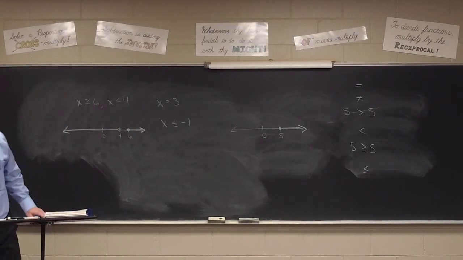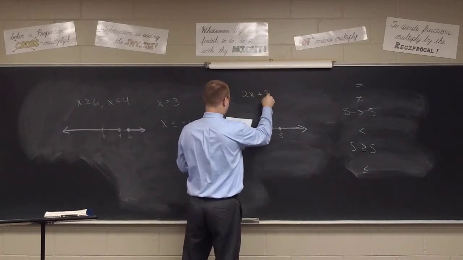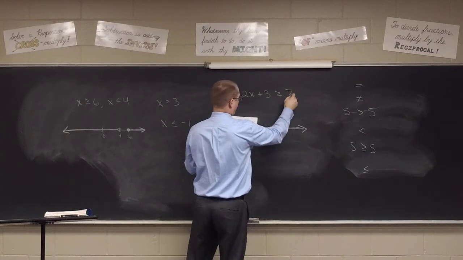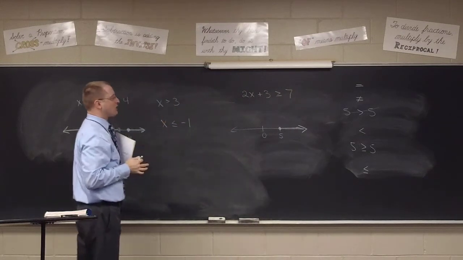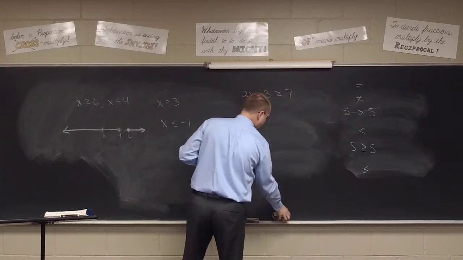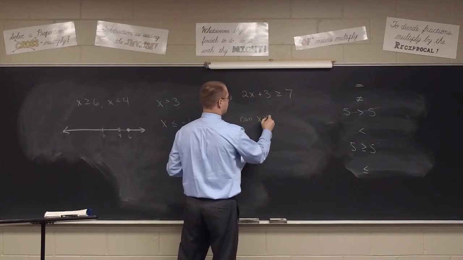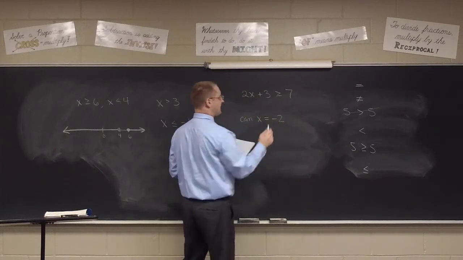I want you to consider something for a moment then. Suppose I gave you this statement. 2x plus 3 is greater than or equal to 7. Now, this isn't an equation, right? It's an inequality, okay, because it doesn't have an equal sign. And here's my question. Can x equal -2?